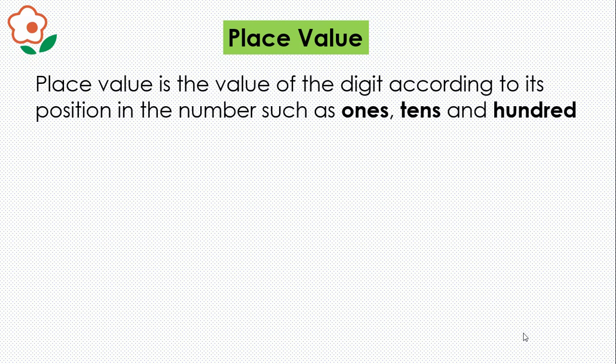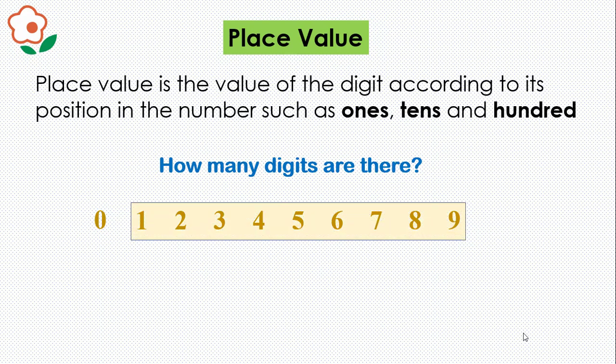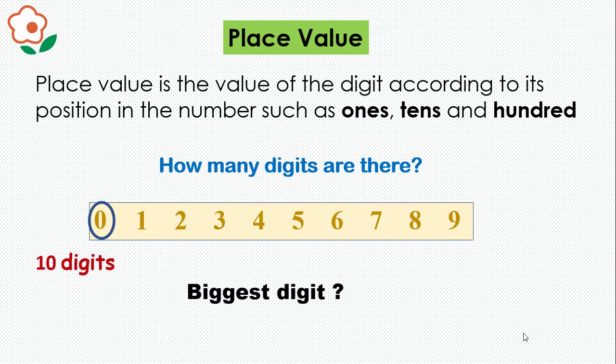The 10 symbols that we use are called digits and they look like this: 0, 1, 2, 3, 4, 5, 6, 7, 8 and 9. So how many digits do we have? At first glance you might think that's only 9 digits, but remember the 0 counts as one of the digits also. So we have 10 digits and the biggest digit is the number 9.